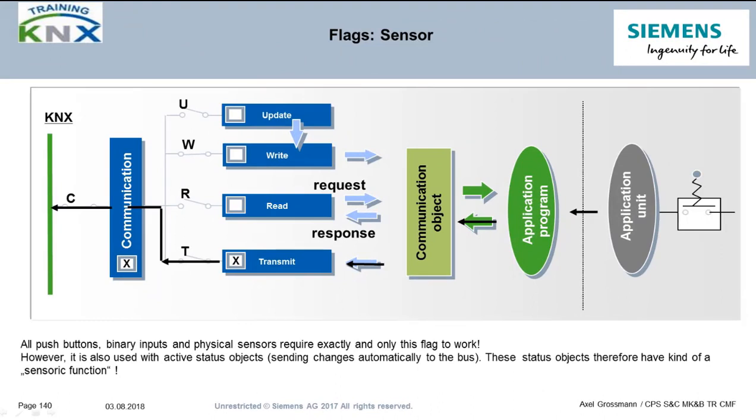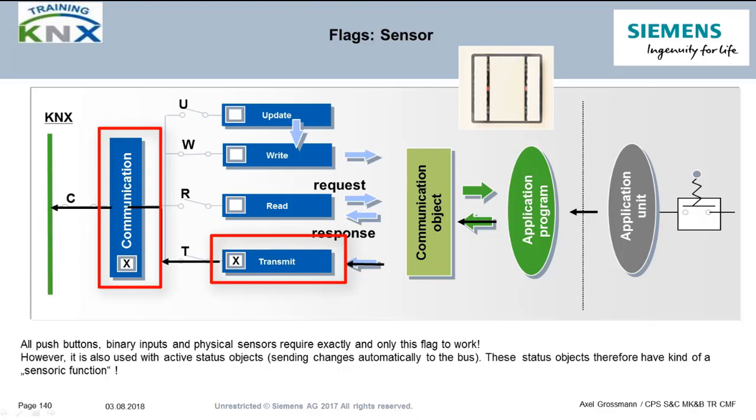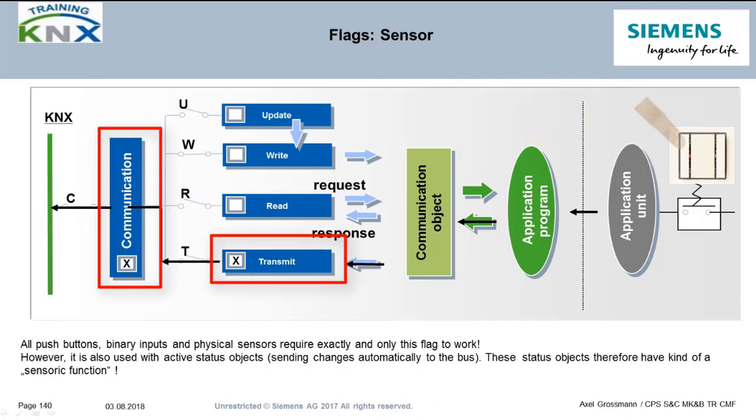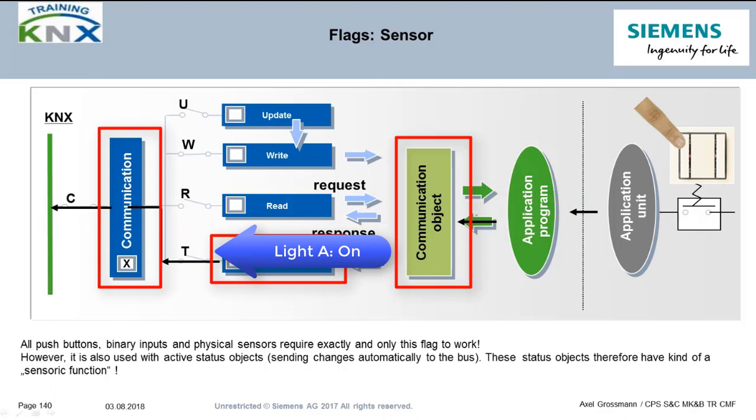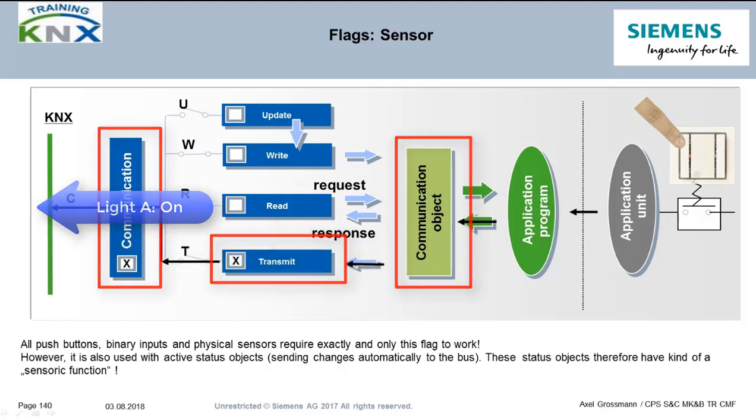The role sensor. For sensors, for example in general all push buttons, binary inputs and physical sensors, C and T flags must be set. The T flag stands for transmit. If it is set, the device can transfer information from the application module as a telegram to the bus if required. If the button shown here in the picture is pressed, the object value is changed by the application module and thus by the application program. The bus coupler then sends the corresponding telegram.